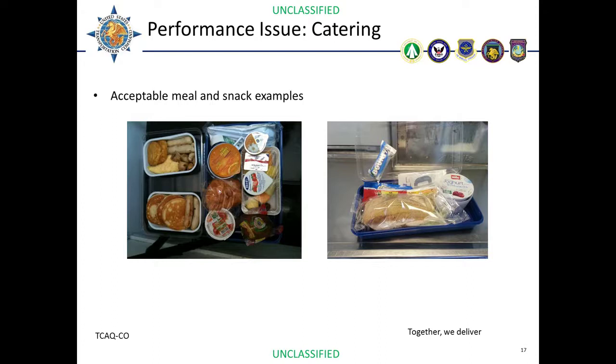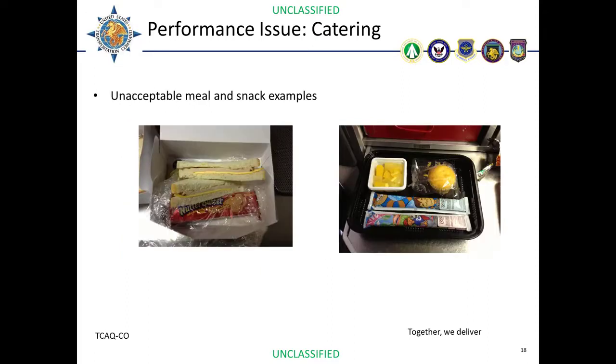These pictures depict acceptable meals and snacks. As you can see, there's an abundance of food and different varieties of protein, fruit, and grain. These pictures depict unacceptable meal and snack choices. Ask yourself if bologna sandwiches and cookies count as a meal if you were flying on this flight, and make the determination.